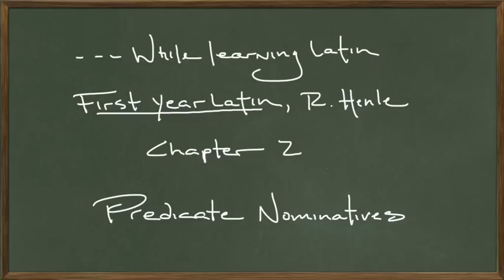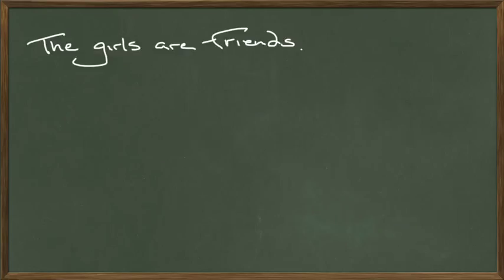This one comes from Chapter 2 of Robert Henley's book, First Year Latin, and today we're talking about predicate nominatives. Alright, so let's parse this sentence first, and then we'll talk about how to diagram predicate nominatives.